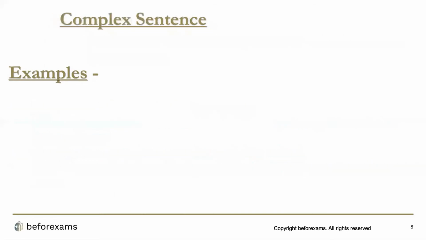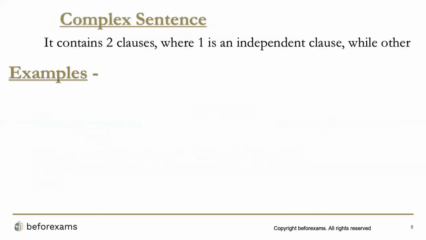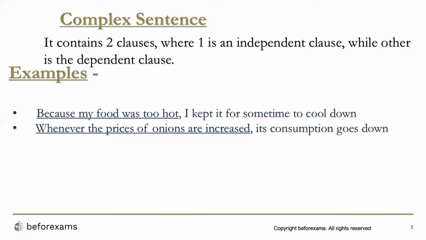Now let's talk about the complex sentence. Now a complex sentence is a sentence in which we have one dependent clause and one independent clause. So one is the dependent clause and one is the independent clause, right? That means one sentence is complete in itself while the other sentence is dependent on the sentence which is complete in itself. Let's look at the examples.